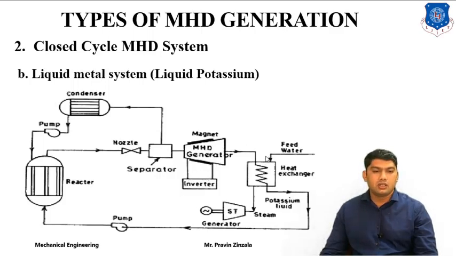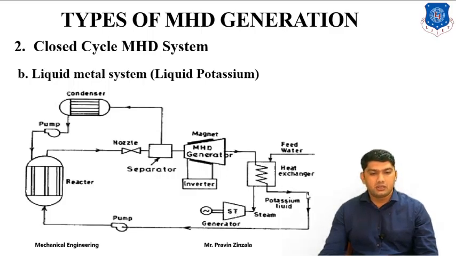The remaining gas also has a higher temperature, so we can utilize that temperature for a steam generator. We can supply feed water to the heat exchanger and convert it into steam, and we can also expand that same steam in a steam turbine and generate electricity.